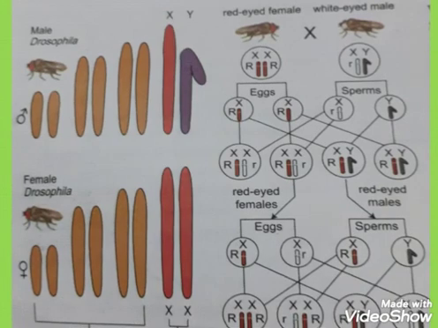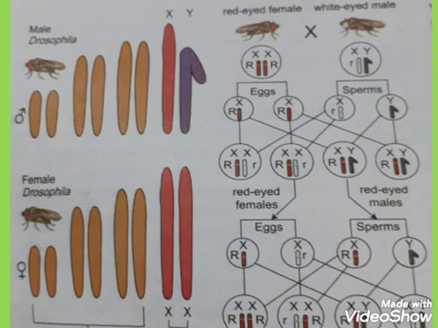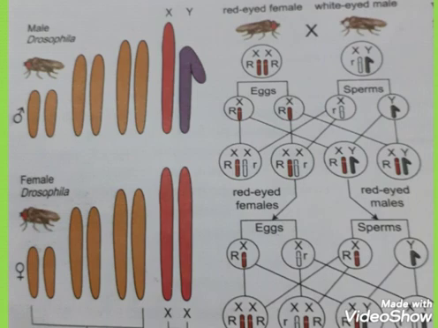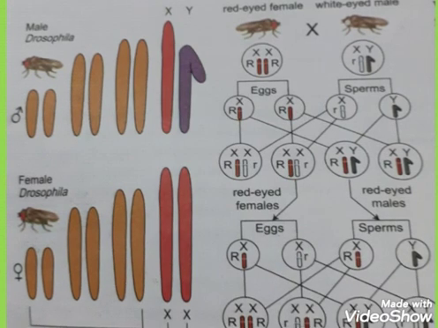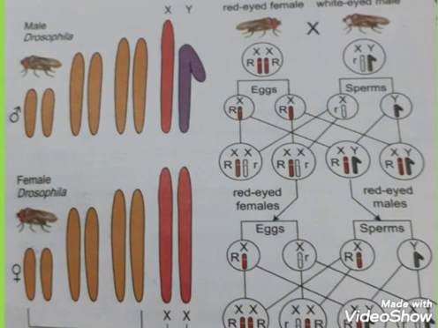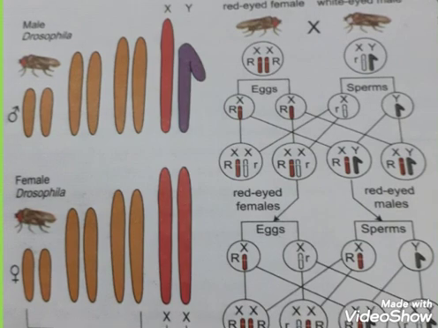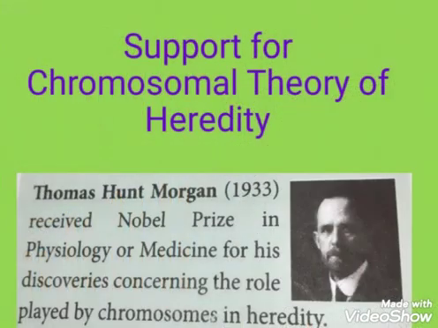This is the diagram explained in your textbook about the structure of somatic and sex chromosomes in Drosophila and sex linkage. So, what is sex linkage? Very important 2-mark question. Sex linkage is nothing but the linked genes connected together on the sex chromosome. And it was explained by Thomas Hunt Morgan.